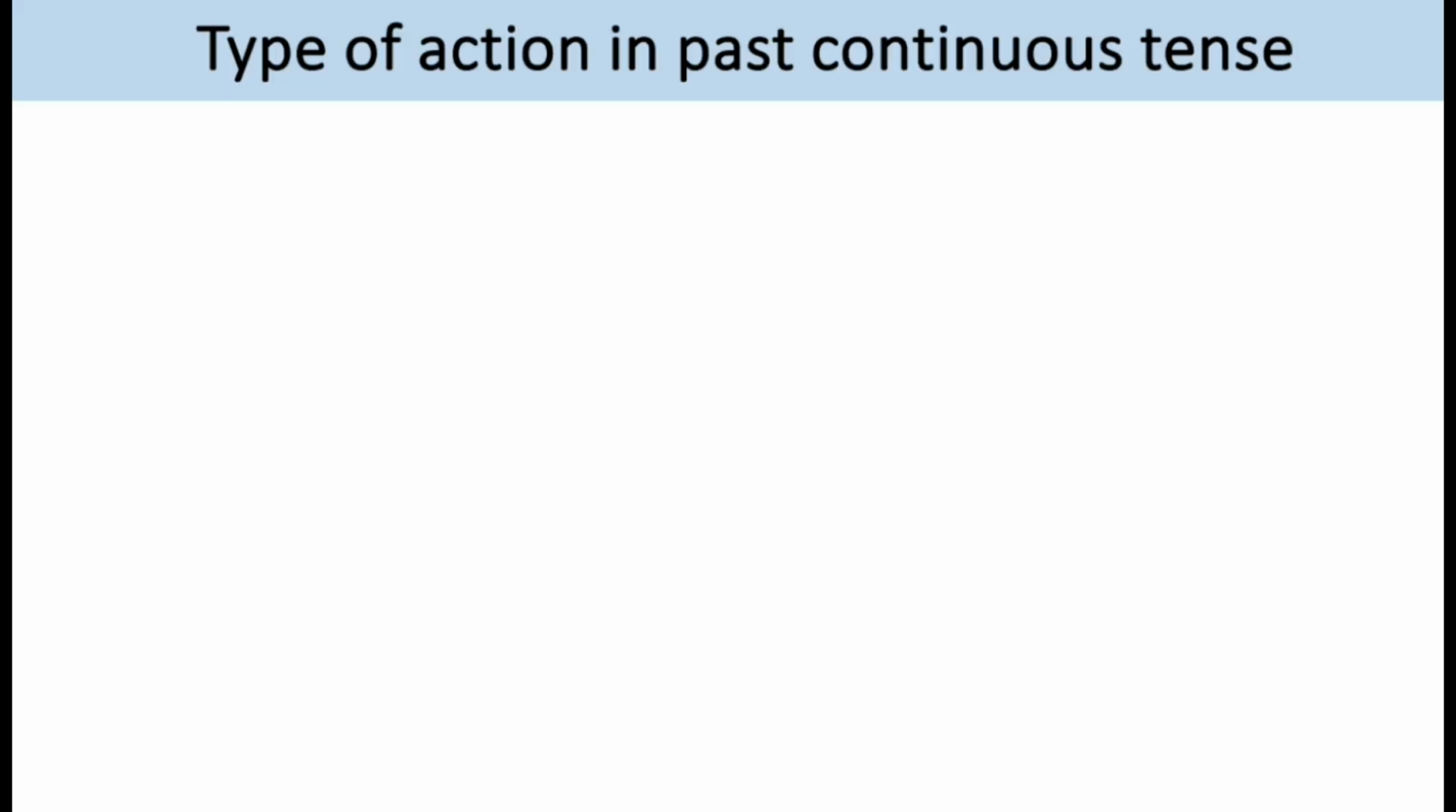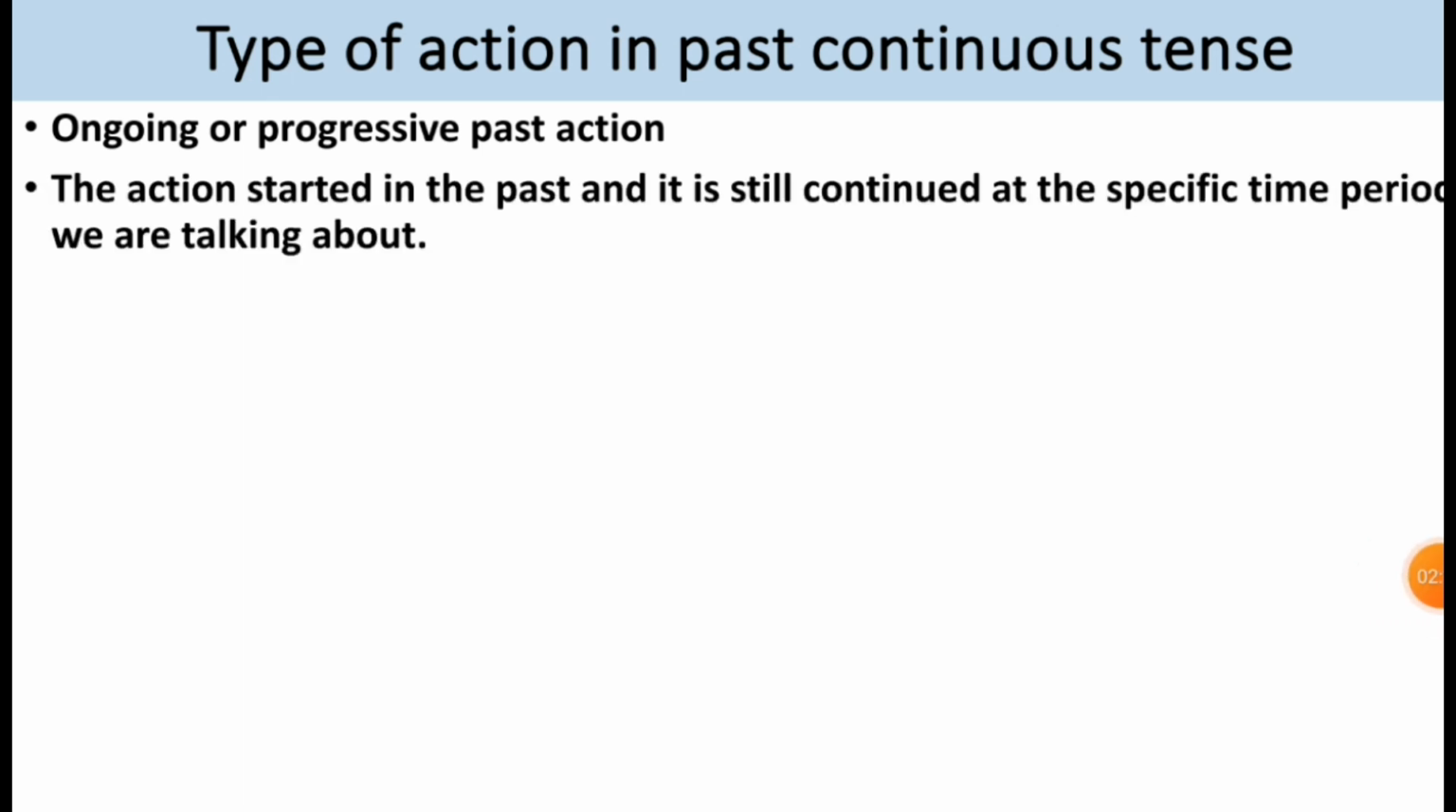Now the question arises, what type of action is used in past continuous tense, or which type of action past continuous tense shows? It shows ongoing or progressive past action. The action started in the past and it was still continued at the specific time period we are talking about.